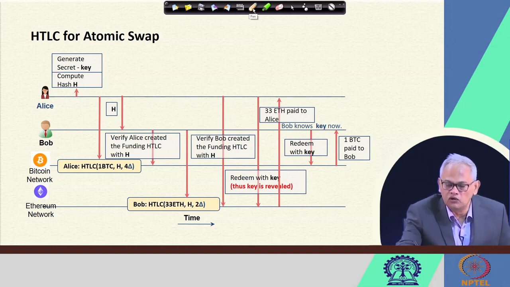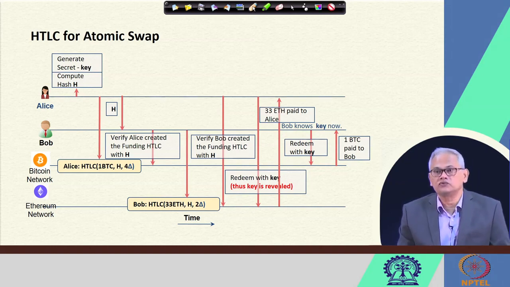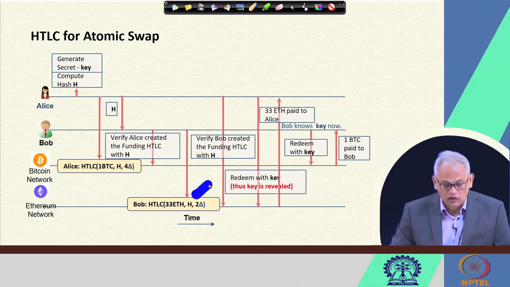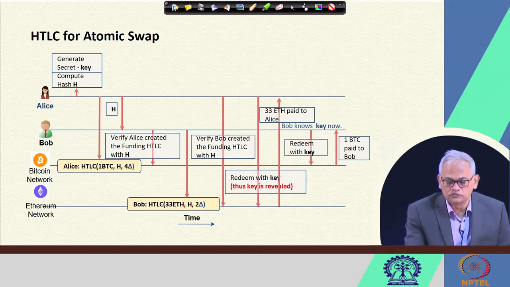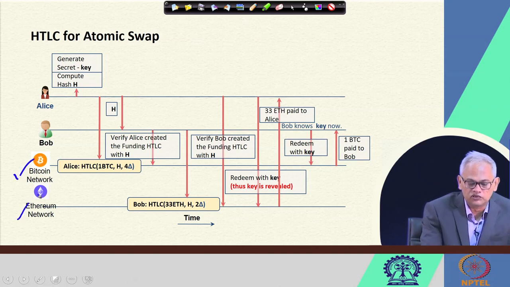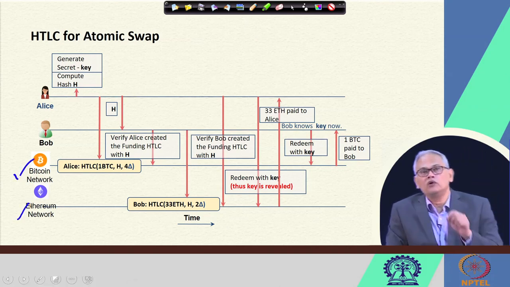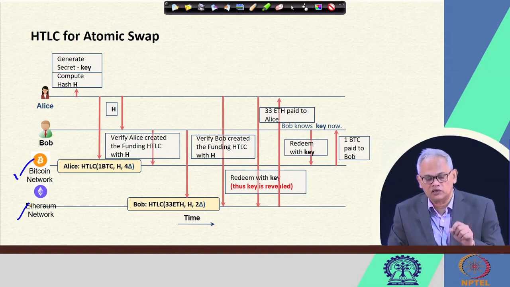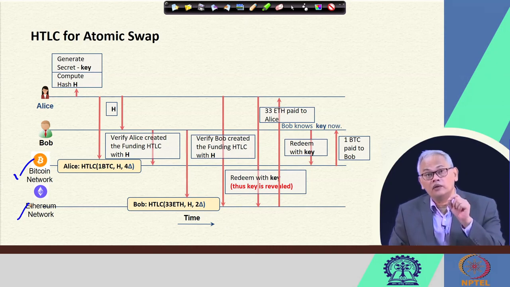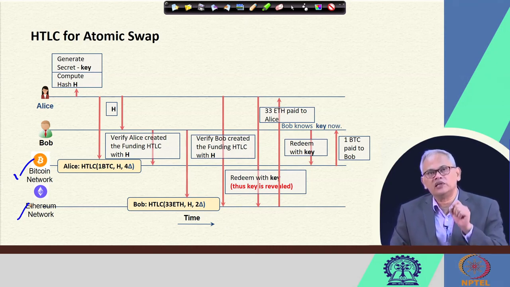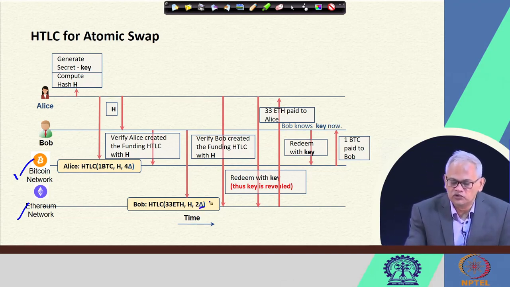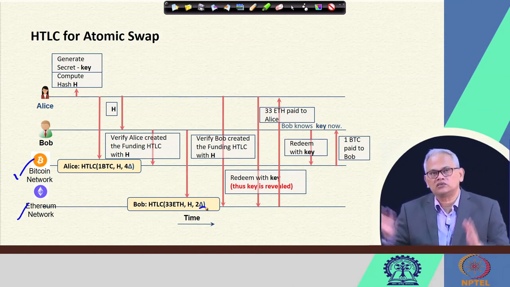So, once Bob is satisfied with that, Bob now creates this contract and puts it in the Ethereum network. You see that this was in the Bitcoin network and now this is in the Ethereum network, and Bob now creates another HTLC contract of 33 Ether, transferring it to Alice, which has, very importantly, the same H. So, the same hash is used in this contract also, but it has a timeout which is a little less than what was there for Alice's contract.